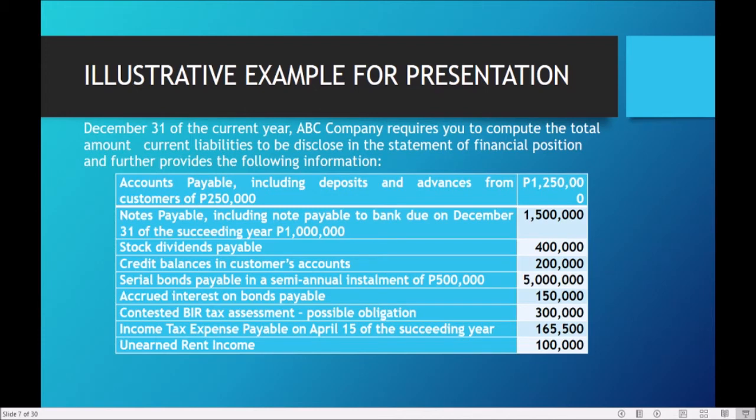pagpipilian ko na lang as part of current liabilities is the accounts payable, the notes payable, the credit balances in customers' account, okay, the serial bonds payable in semi-annual installment, the income tax expense payable on the succeeding year, and the unearned rent income. Okay, sa tingin ko, parang yung credit balance in customers' account, you are doubting, no? Sir, credit balance in customers' account. Ibig sabihin po ng customers' account, the accounts receivable.